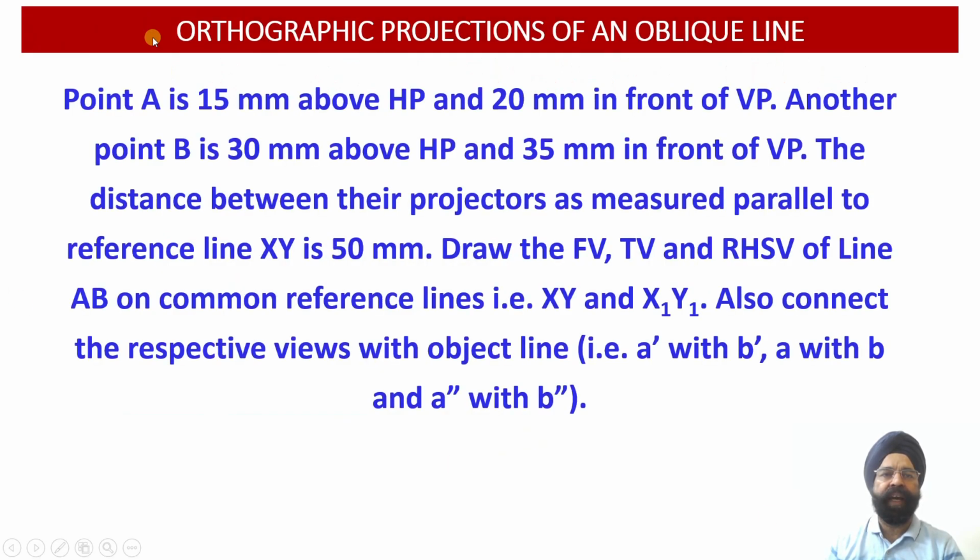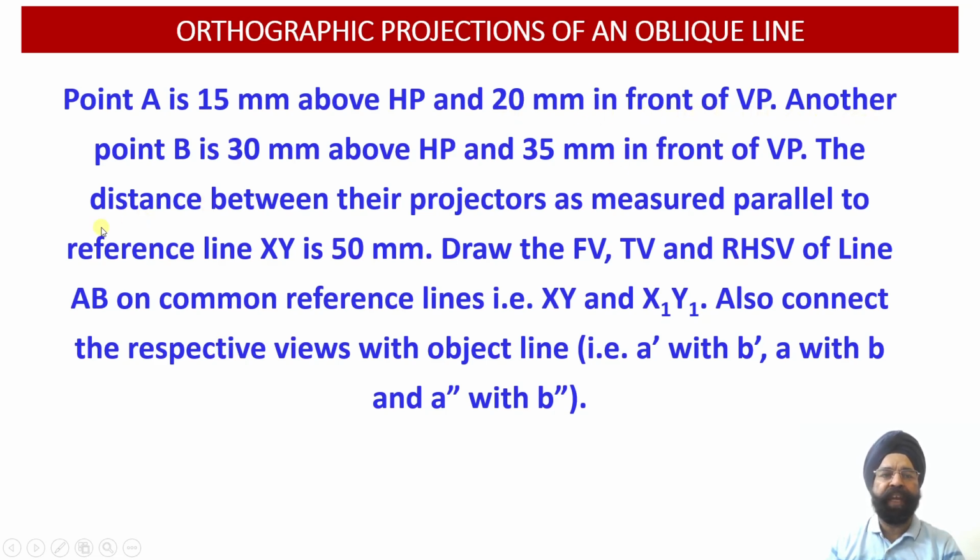Now here we are required to evaluate the orthographic projections of an oblique line which is located in the first quadrant. So here we can go through the statement. That is, point A of the line AB is lying 15 millimeter above the horizontal plane and 20 millimeter in front of the vertical plane.